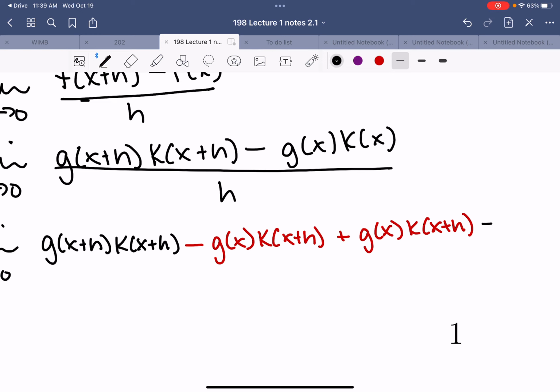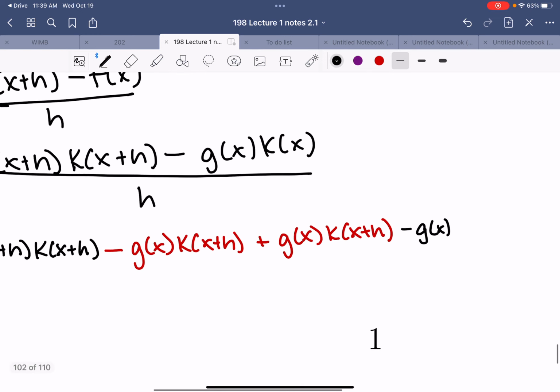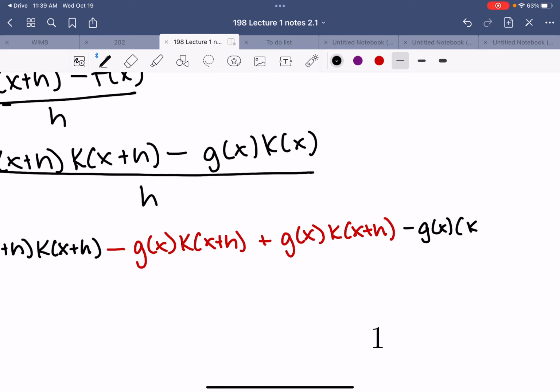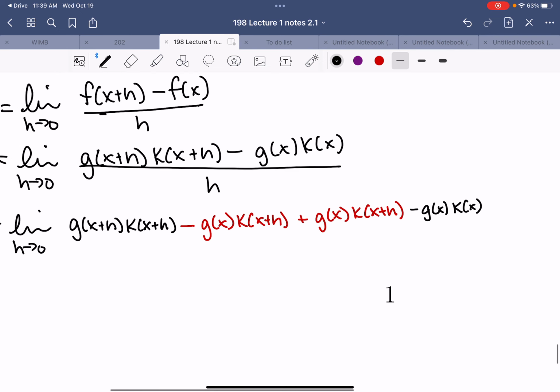And then, of course, I have the minus g of x, k of x from before. Okay, now what does that do for me? Notice that the two red terms cancel each other out. So I have not changed the limit. So that makes this legal. But I added stuff so I have more things to work with.